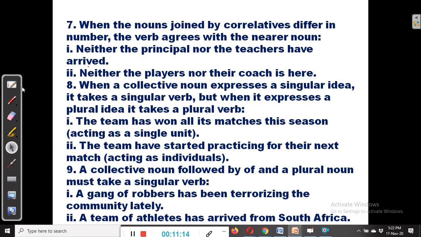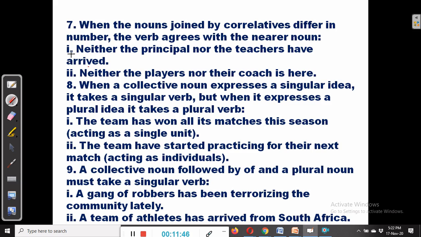Number 7, then we have: when the nouns joined by correlatives differ in number, the verb agrees with the nearer noun. This, of course, is the rule of proximity. The rule of proximity applies in different ways, but this is one of them. You know, the law of proximity. Proximity means nearness, and it applies in grammatical expressions.